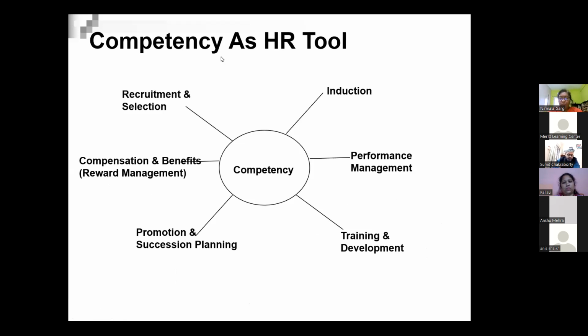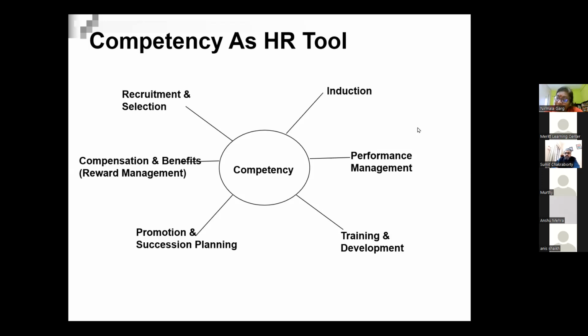Having understood competencies, where all do you think we can use competencies in our HR function? Where can you use competencies and how can you integrate them? In which function can you integrate in your HR function? Compensation and benefit, training and development, recruitment and selection. Murthy said compensation and benefit.